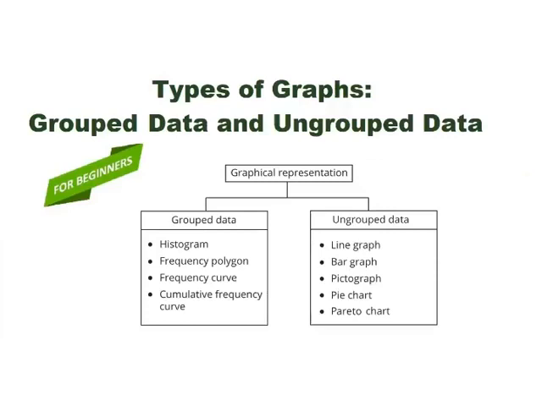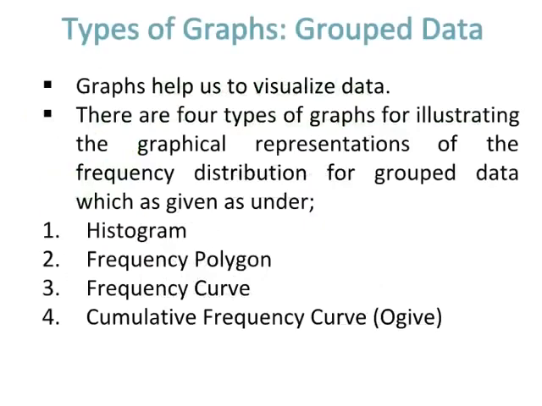Types of graphs. Grouped data and ungrouped data. Types of graphs. For grouped data, graphs help us to visualize data. There are 4 types of graphs for illustrating the graphical representations of the frequency distribution for grouped data, which is given as under. Number 1 is histogram.